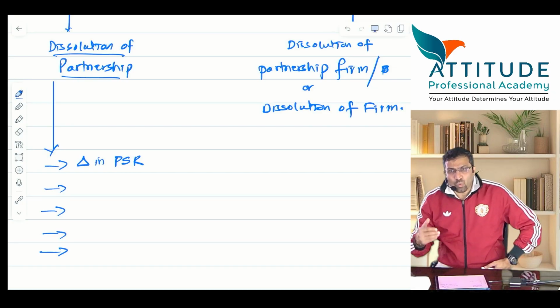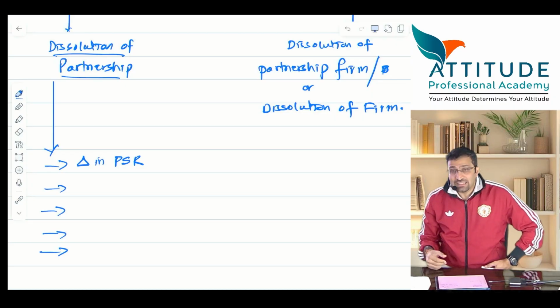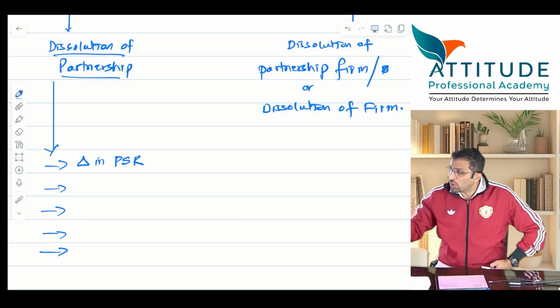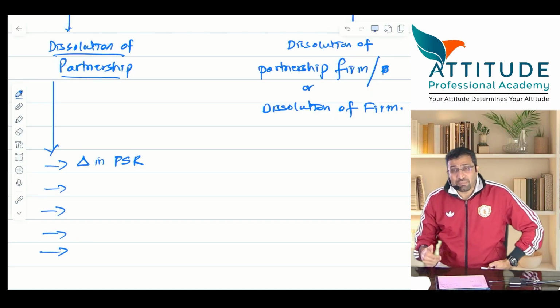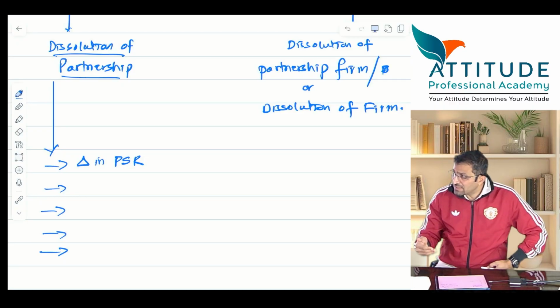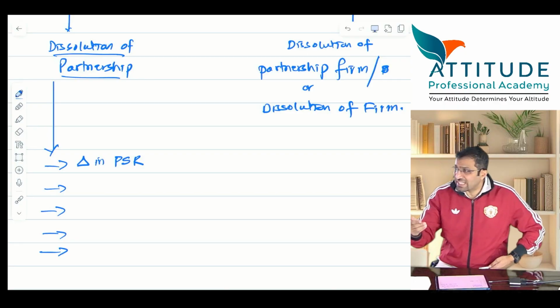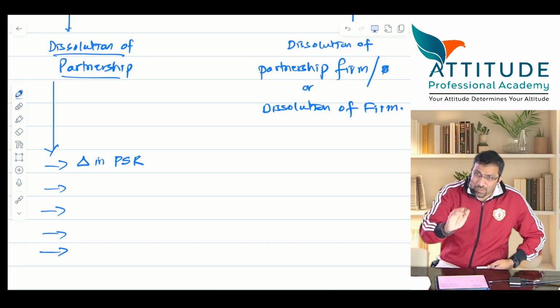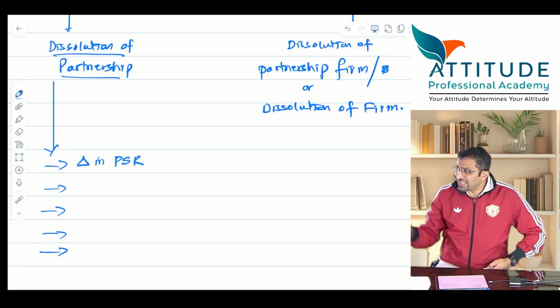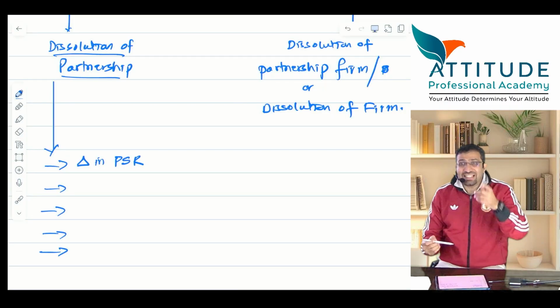Is that clear? Why is a good number of partners required? Because there is a lot of work. Time is limited. You require more people to run the business. Might be there is a shortage of funds, especially in the case of a trading organization, where investment is higher. You require people to come and put in money. That is why more partners are required. So that is known as admission of partner.